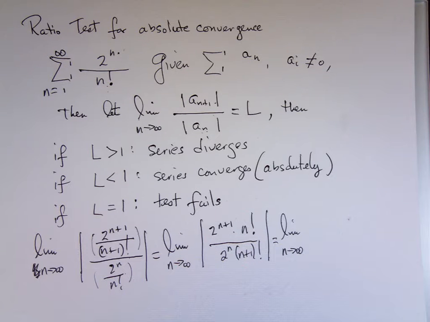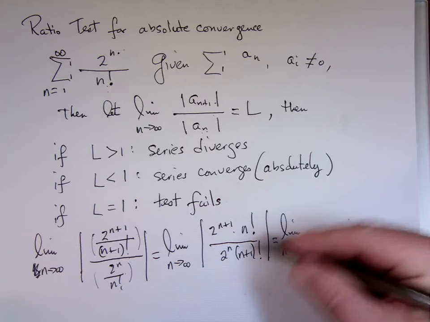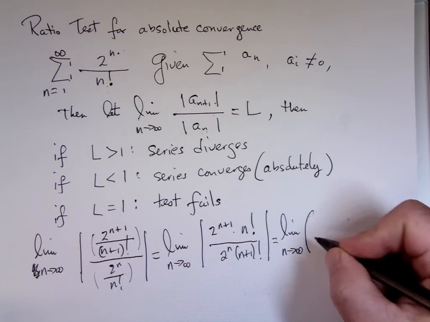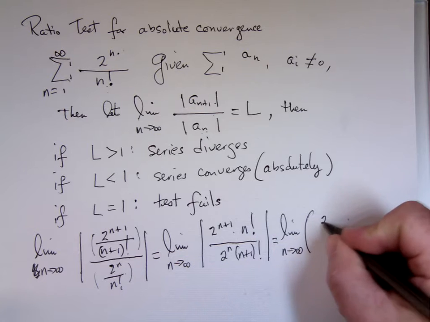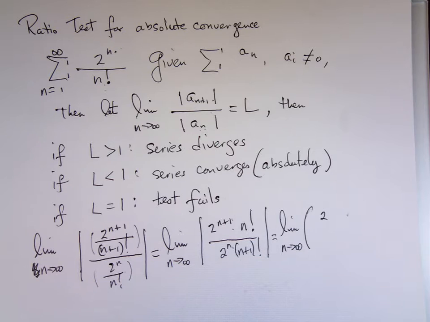Yes. And again, I don't need the absolute value since I had all positive terms. All right, I'm just going to use the parentheses then. So what happened is he subtracted the exponents here and got 2: n plus 1 minus n. The n's cancel. You get 2.